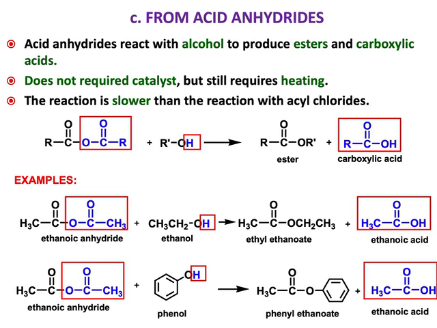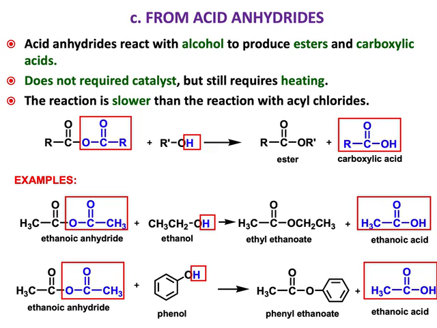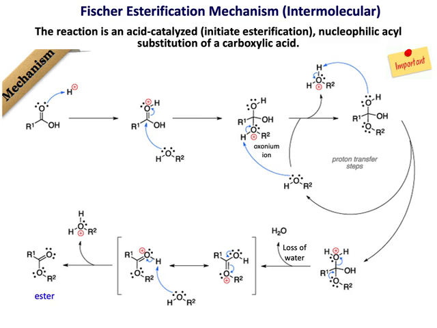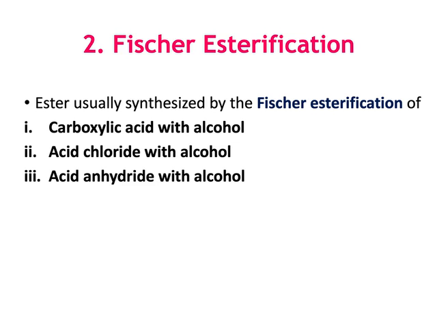Okay, next is acid anhydride reacting with alcohol to form ester, and also the side product carboxylic acid. So forming ester from acid anhydride, from acid chloride, and also from carboxylic acid, these are the 3 types under Fischer esterification. All the carboxylic acid derivatives react with alcohol to form ester.